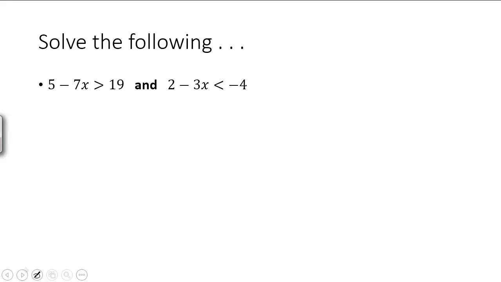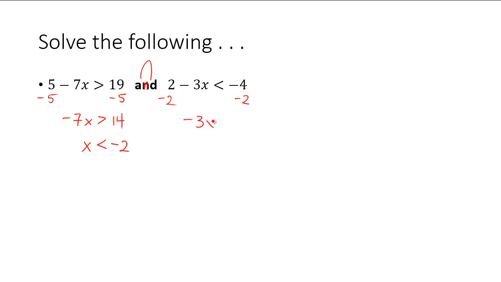Here's another one. This one's an AND, so it's an intersection. Let's subtract 5. We have negative 7x greater than 14. If we divide by negative 7, we have to change the sign, leaving us with x less than negative 2. On this side, we can subtract 2. We have negative 3x less than negative 6. Divide both sides by negative 3, changing the sign, giving us x greater than 2.